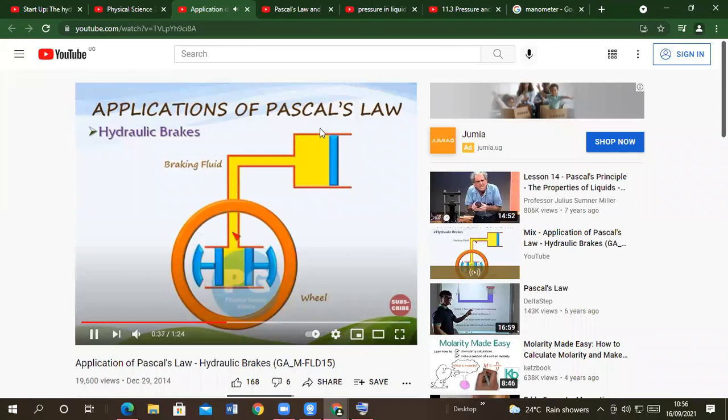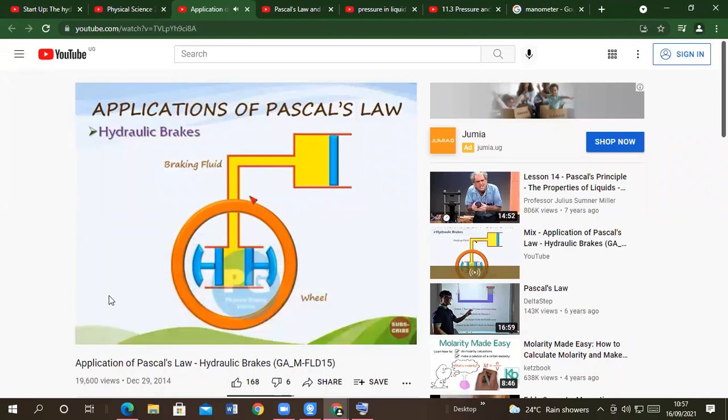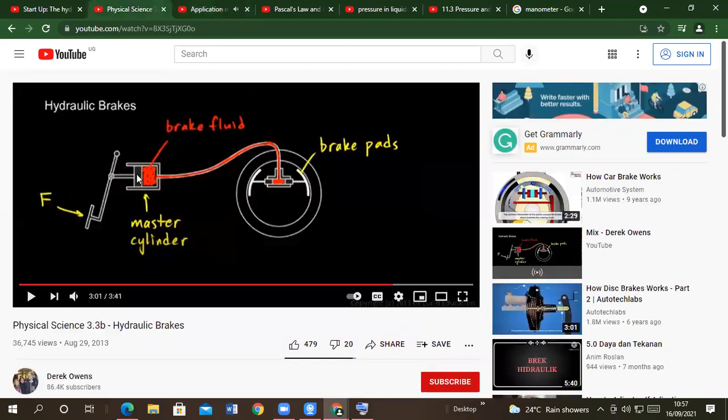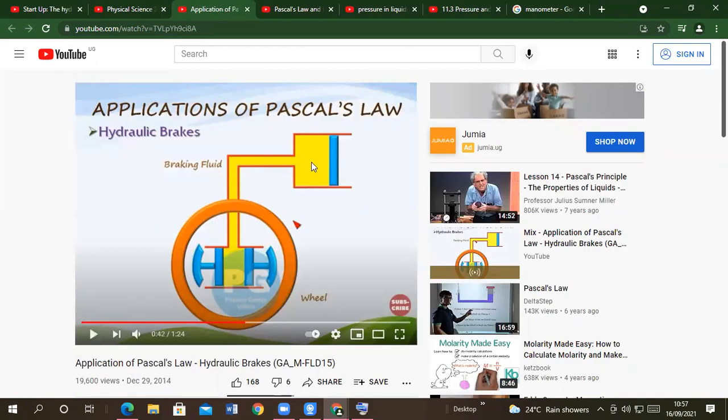Now this is what we call the master cylinder here, and this is the piston. Remember this piston, this point here, this is the piston which is here. So the piston, and this is the master cylinder. So when you look at this, this is the master cylinder, and in yellow, this is the brake fluid. So let us see.